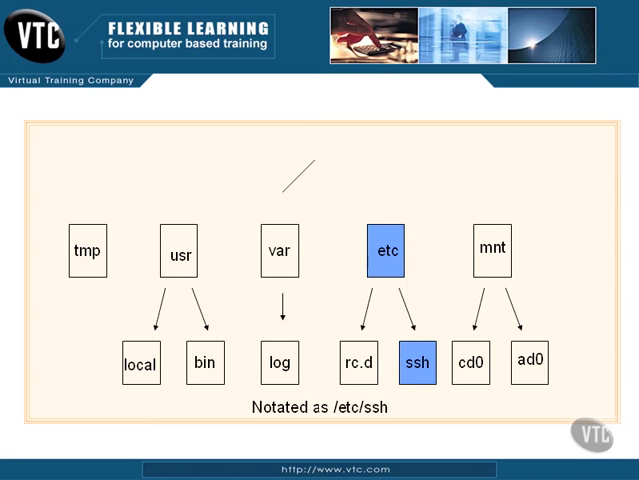You see that we have the root, and everything goes under root. You have /tmp, /usr, /var, /etc, /mnt, and there are many other ones as well, depending upon what distribution of Linux or version of BSD or Solaris you have. And under those you have various subdirectories like local and bin under usr, log under var, and so forth. For example, if we have slash, which is root, and then etc under that, /etc, and then the SSH directory under that, we notate that as /etc/ssh.